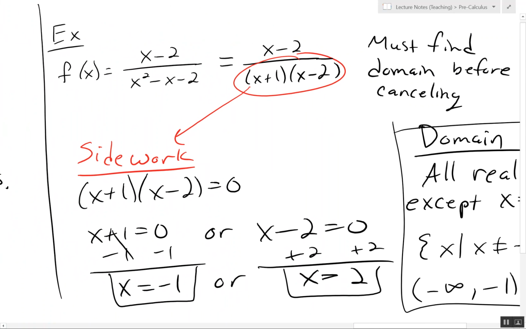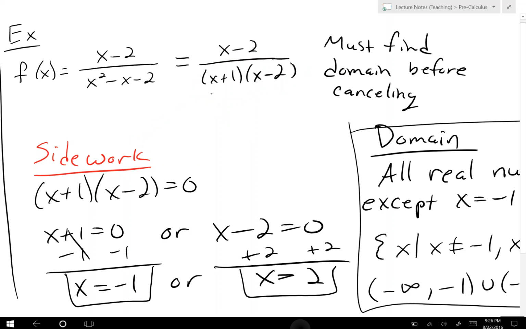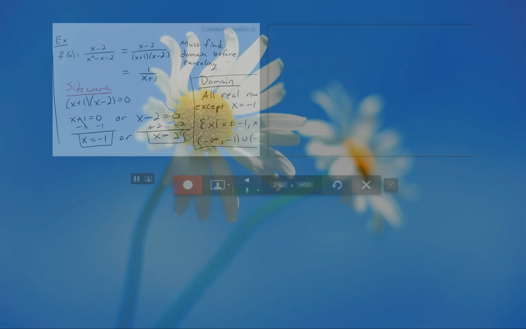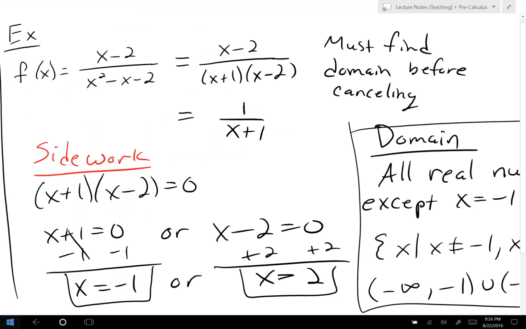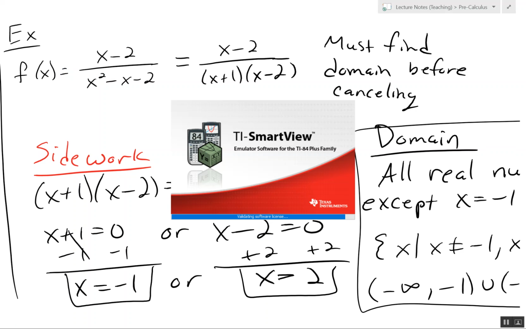Before we stop this video, let's think about this function and simplify it further. If we simplify it one more step, we get that this looks like 1 over x plus 1. So let's graph the two functions in our graphing calculator. I don't have that open yet, so sorry, I need to open up the start menu here and open up the graphing calculator.